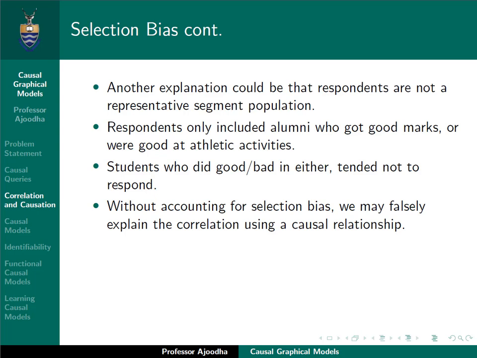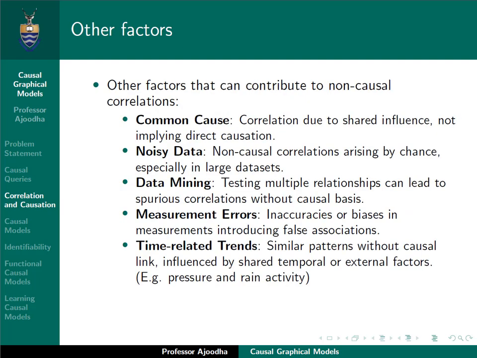We are not only modeling the variables we care about, we also need to ask why some observations appear in the data set and other variables do not appear in the data set. All right, so let's look at other factors. These are other reasons why non-causal correlations can appear. So a common cause may influence two variables. We spoke about that. Noisy data may produce patterns by chance. That's interesting.